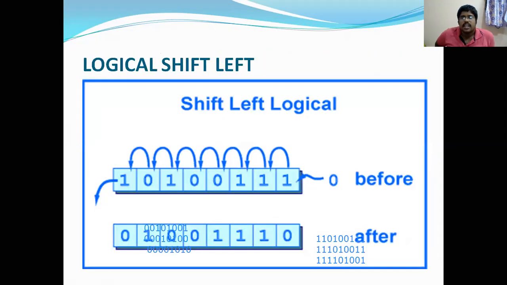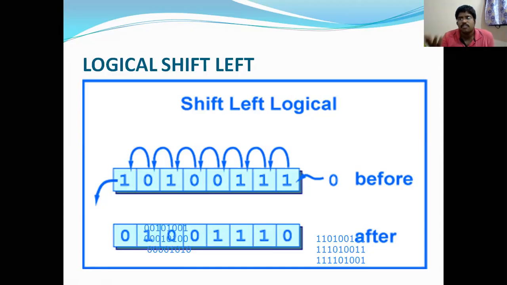Next, see, in shift left there is no arithmetic and logic. We have only one shift left. Whether you use arithmetic or logic, both perform the same thing. So there is no arithmetic shift left operation; there is only the normal shift left operation. Shift left operation is very similar to logical shift right operation, except for one change.